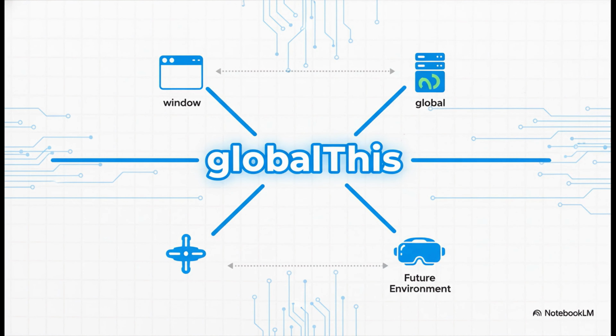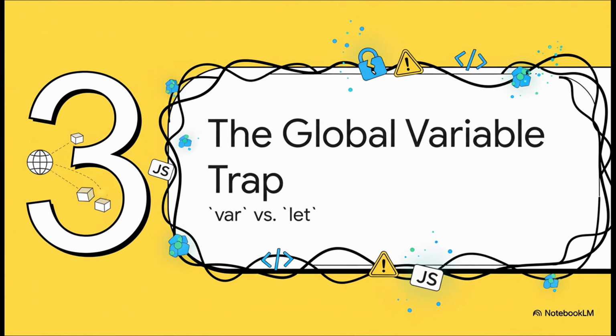So the big takeaway here is pretty simple. While you're going to see window all over the place in older browser-based code, using globalThis is really the modern best practice. It just makes your code more robust and portable so it can run in any environment, now and in the future.